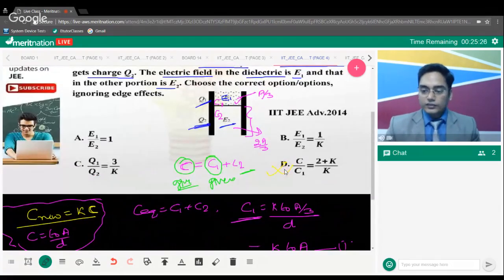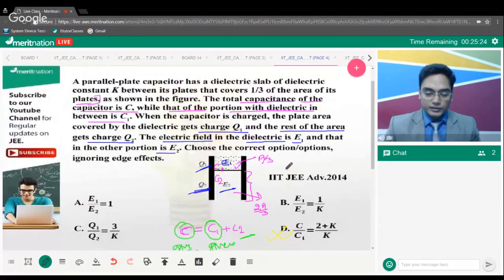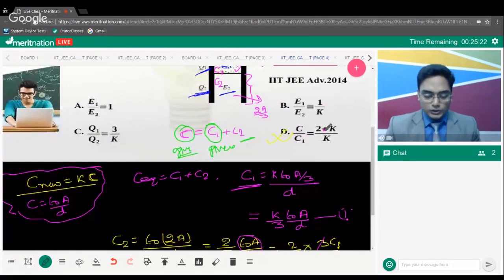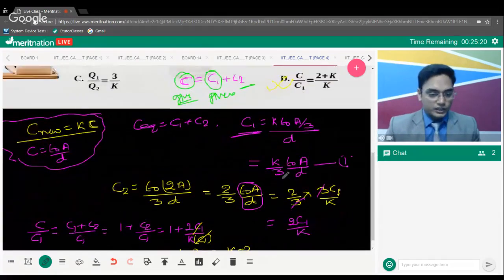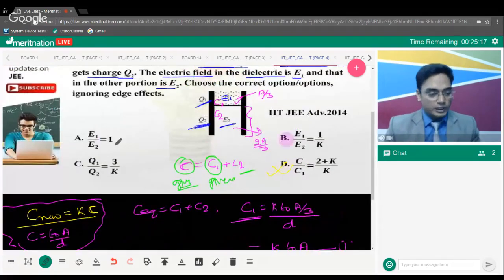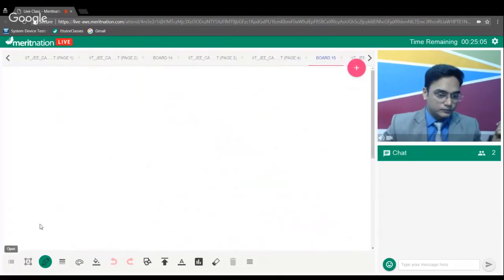This is a live session. So C upon C1 is equal to 2 plus K upon K. D option is correct. But this is a multiple correct option MCQ, so we have to check A and B. Now, electric field and charge. We know how to obtain charge and electric field. We want to obtain a relation in electric field and in charge.